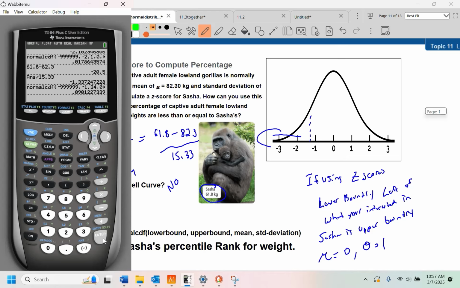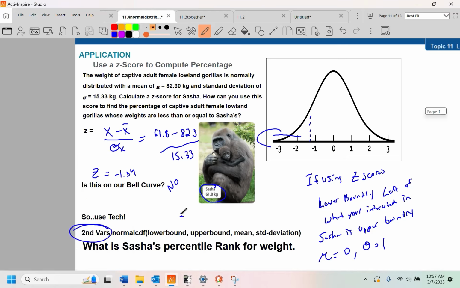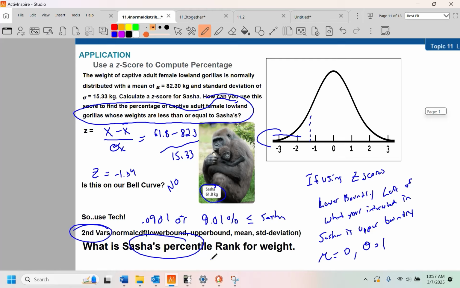And there we go. 0.0901. So, lowland gorillas whose weights are less than or equal to Sasha's, there are roughly 0.0901 or 9.01% less than or equal to Sasha. So what is Sasha's percentile rank? She is the 9.01% rank. She's in the 9%. That's her percentile rank, 9.01, because percentile rank is the number of things that you are better than. Okay? So she's better than 9.01% of the population.